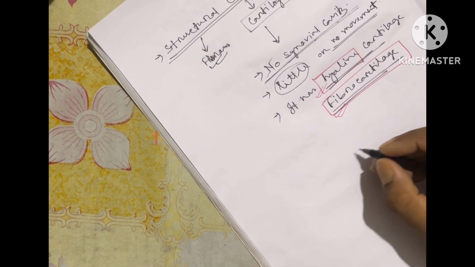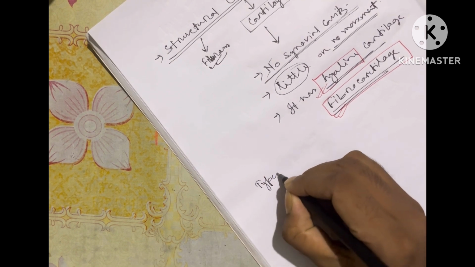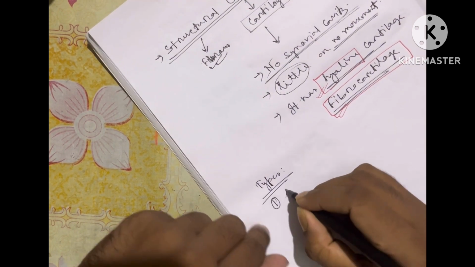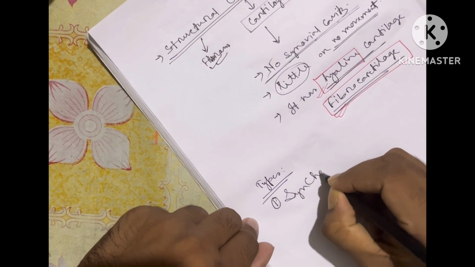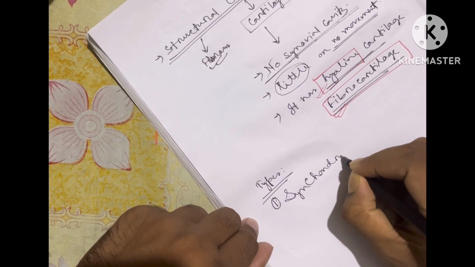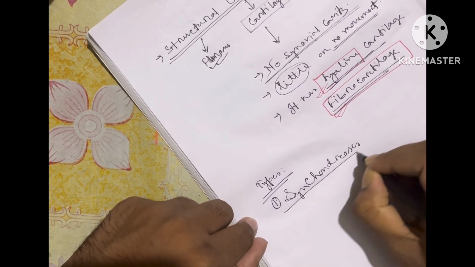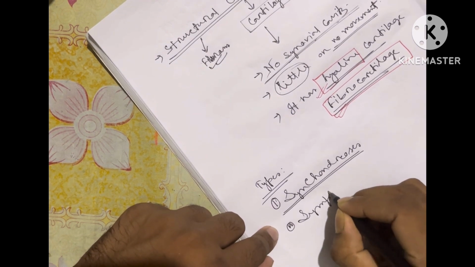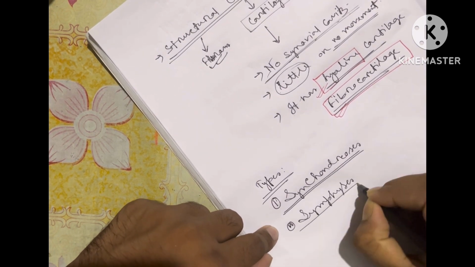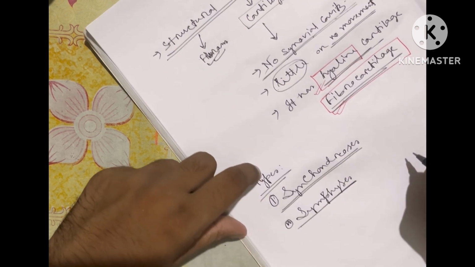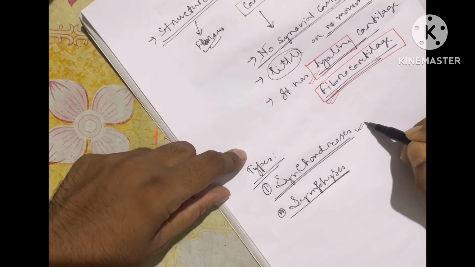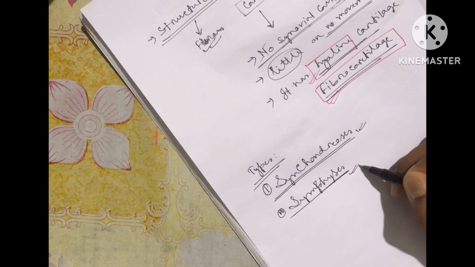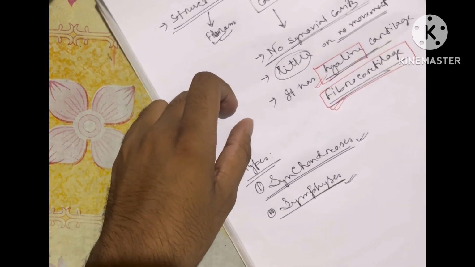Second is what are the different types. The types could be two. Number one is synchondrosis, and number two is symphysis. Number one is synchondrosis, and second one is symphysis. So one by one we are going to discuss that.